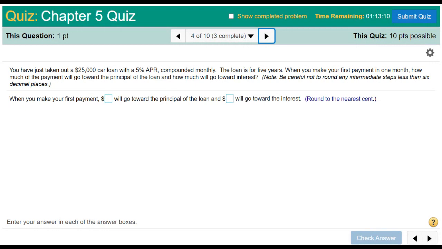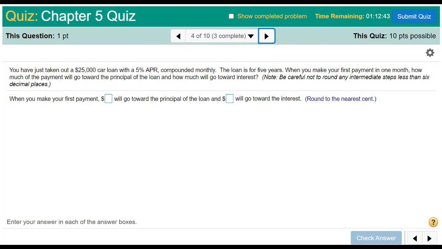Okay? So this one, you've just taken out a car loan with a 5% compound monthly. The loan is for 5 years. When you make your first payment in 1 month, how much of the payment will go towards the principal of the loan, and how much will go towards the interest?